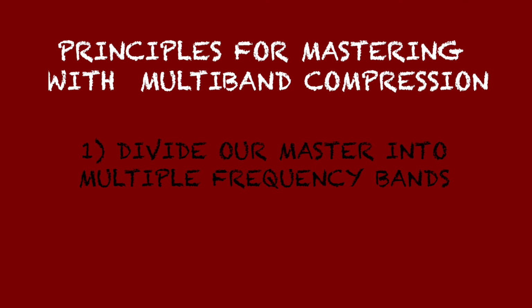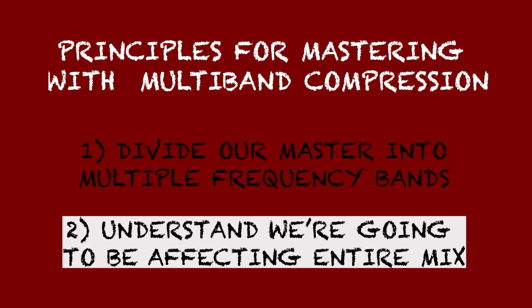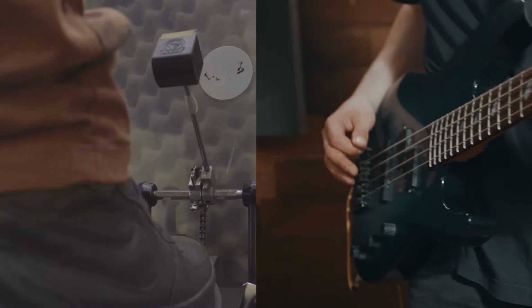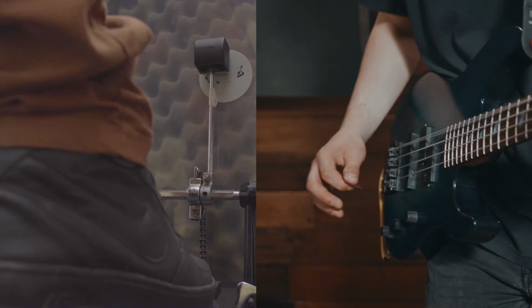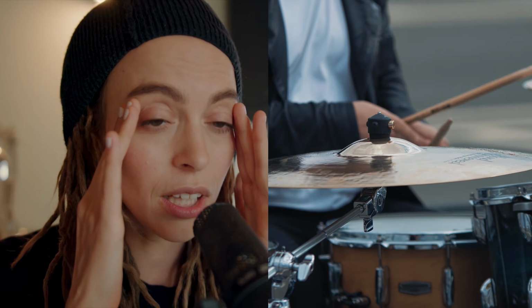Number 2, because this is a master, we need to understand that we're going to be affecting the entire mix. However, because it's a multi-band compressor that we're using, we're going to really be able to focus on specific pockets which are going to be dominated by some sounds more so than others. So for example, the sub frequencies are probably going to be dominated by the kick and the bass, and the high end might be more dominated by the vocals, the claps, the snares, things of that nature.